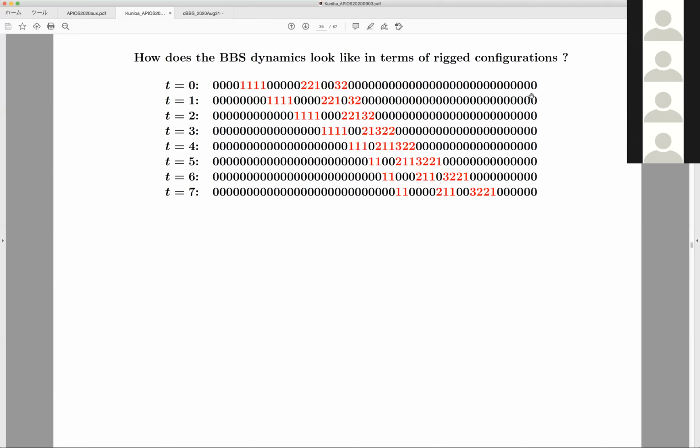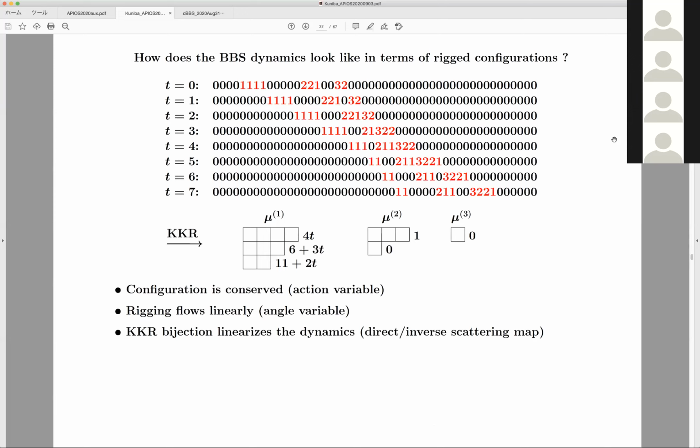Now here is an example of the time evolution of the box ball system. But the basic question is, how does it look in terms of rigged configurations? Because it's a bijection, I can translate the dynamics into the dynamics of the rigged configuration. Here is the result, which is marvelously simple. In what sense? The configuration, namely these Young diagrams, remain unchanged. So they are the conserved quantities or action variables.